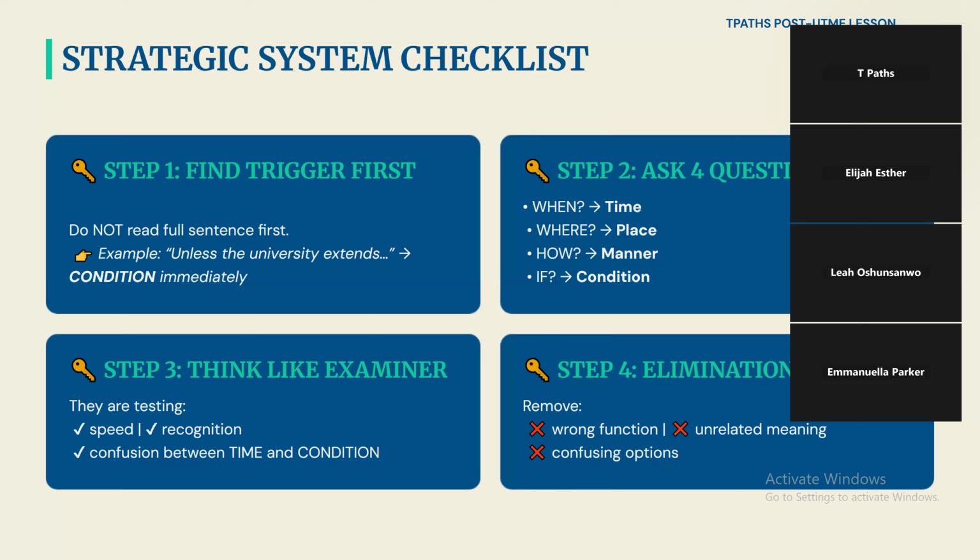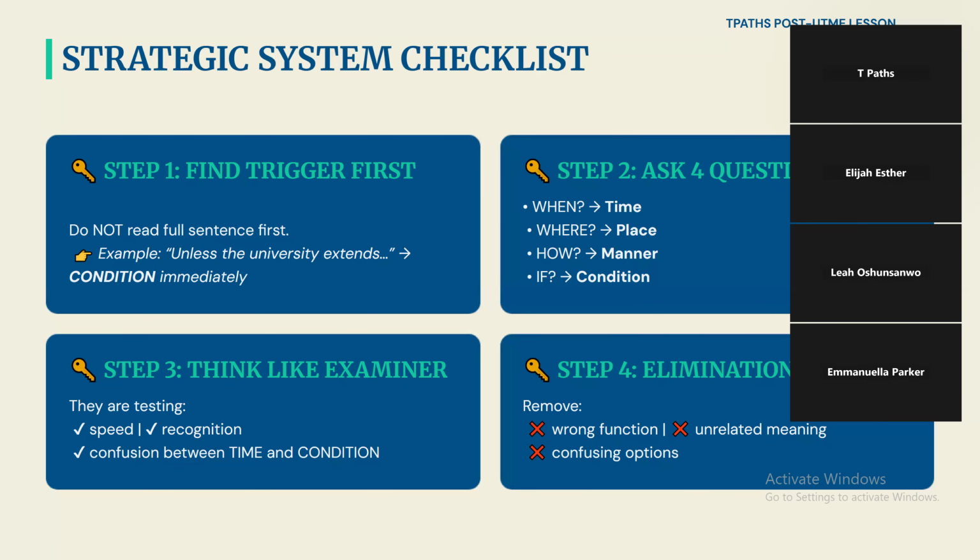The third step is for you to think like an examiner. They are testing your speed recognition, and confusion between time and condition. Sometimes they want to confuse you between the time and condition. But if you apply all these strategies, you'll be able to figure out your answers. The time is when, the condition is the if clause. It explains the conditional statement, the condition of two variables. You always have two sentences in condition: one is the if clause and the other is the result.